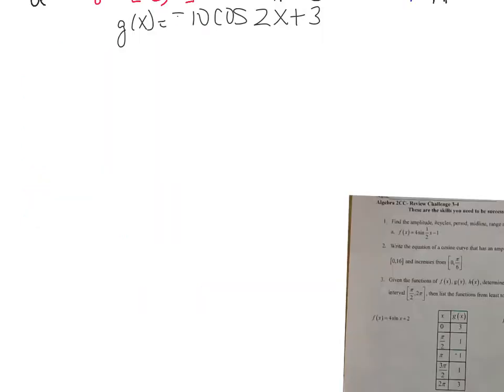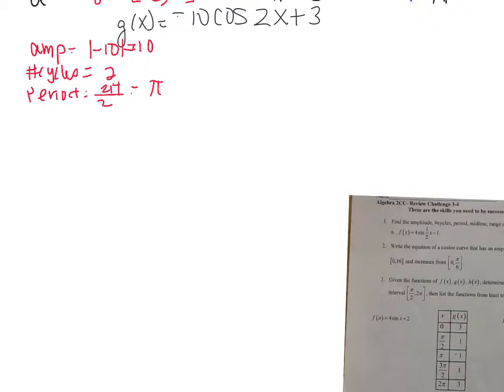Okay, so 1B is the same thing. We're graphing and finding all the key features for g of x is equal to -10 cosine 2x plus 3. All right, so let's start with the amplitude. It's the absolute value of -10, which is 10. That means it's going up and down 10 units. The number of cycles is 2, which means 2 cycles in 2 pi. Period: 2 pi over 2, which is pi. That's one complete curve.